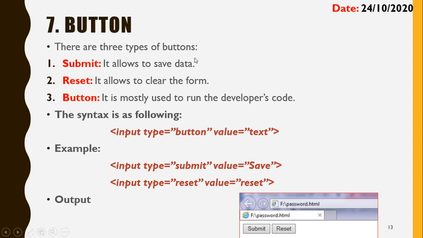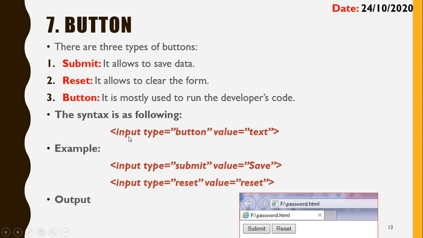So the seventh one is the button. There are three types of button. The first one is submit, the second one is reset, the third one is button. The submit will allow you to save the data to the server, and reset allows you to clear the information that you enter in the form. Whatever information you enter in the form, it will be cleared. And the button is used to run the developer code. The programmer writes some code, and at that time you have to use the button. When you click on that button, some code will run. That is called developer code.